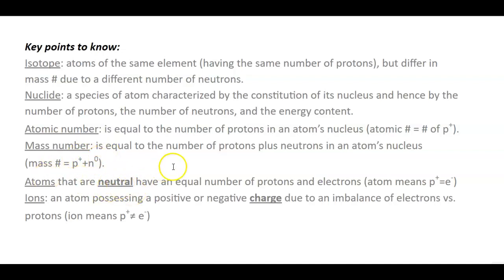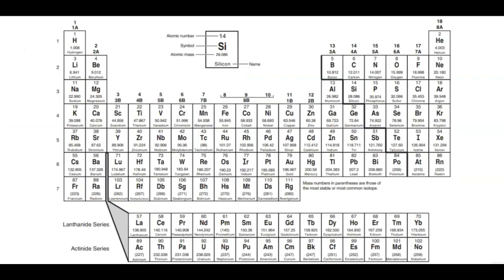Atoms that are neutral have equal protons and electrons. So an atom means protons (positive) equals electrons (negative). If it's an ion, it possesses a positive or negative charge because of an imbalance of electrons versus the protons. So an ion means that the positive protons and the negative electrons are not equal to each other. You have a periodic table provided for you on the third slide.